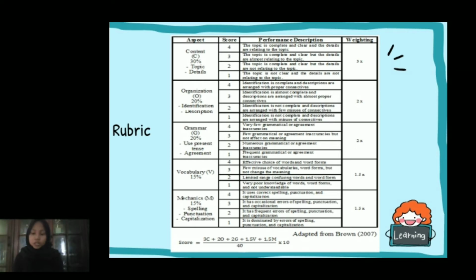After we know the weight, now I show you how to calculate the score. The first, we must identify the score of any aspect. The second is the score times the weight, and the third is to add up the aspects, for example, aspect 1 plus aspect 2 until aspect 5. The fourth is the score of aspect times 10 and divided by 40. So the result is the scoring rubric of writing.